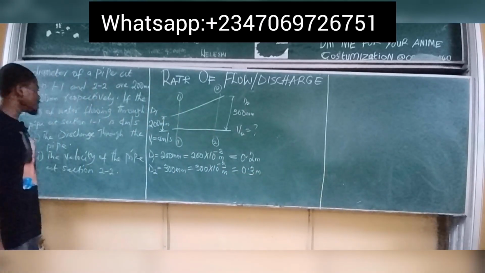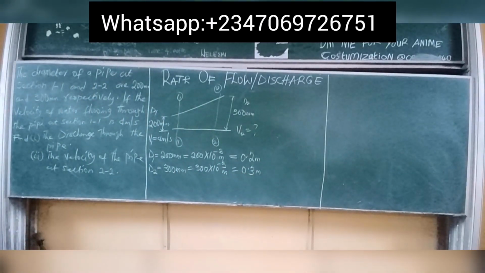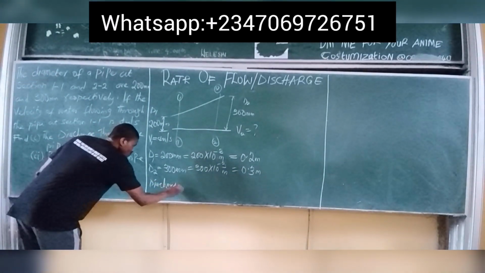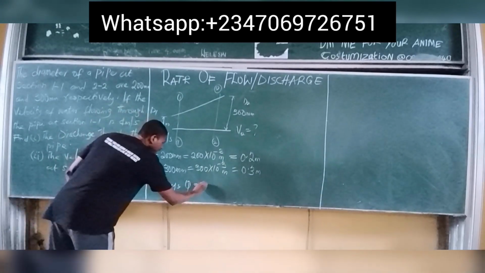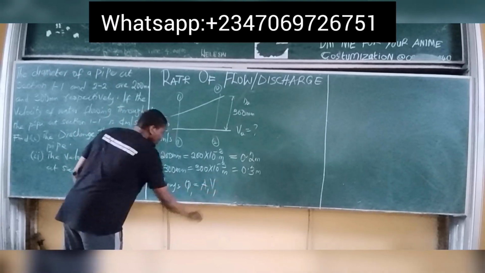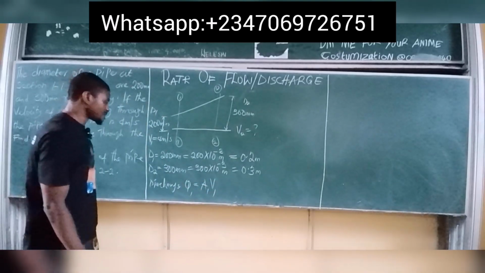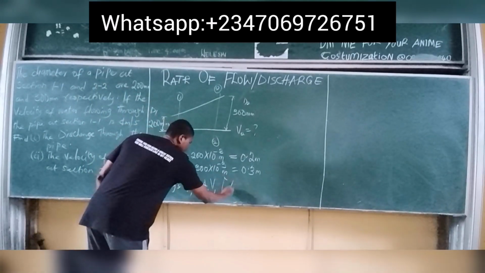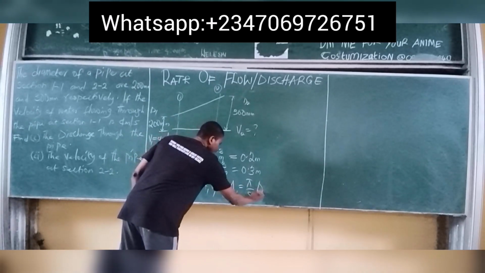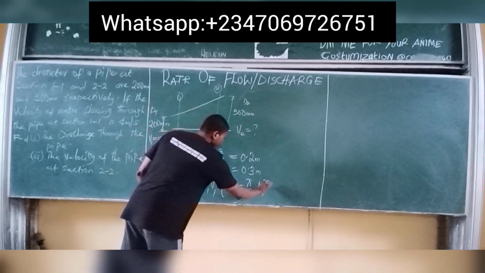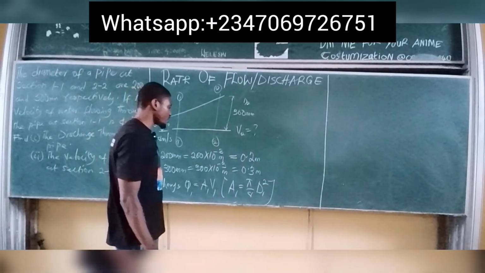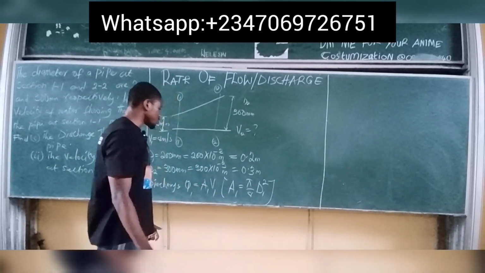So we have this. Now the first question says we should find the discharge through the pipe. Of course, we know that discharge Q is simply equal to area at section 1 times velocity at section 1. So we need to obtain the area at section 1, not forgetting that area at section 1 is simply equal to pi all over 4 times diameter at section 1 all squared. This is the formula to find the area of a pipe when diameter is given.